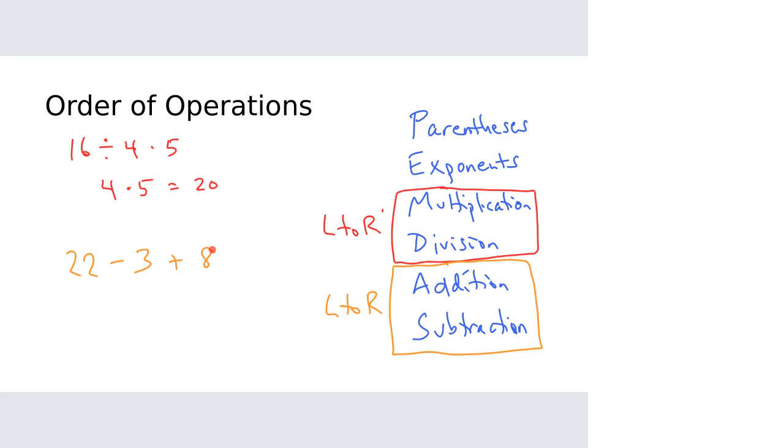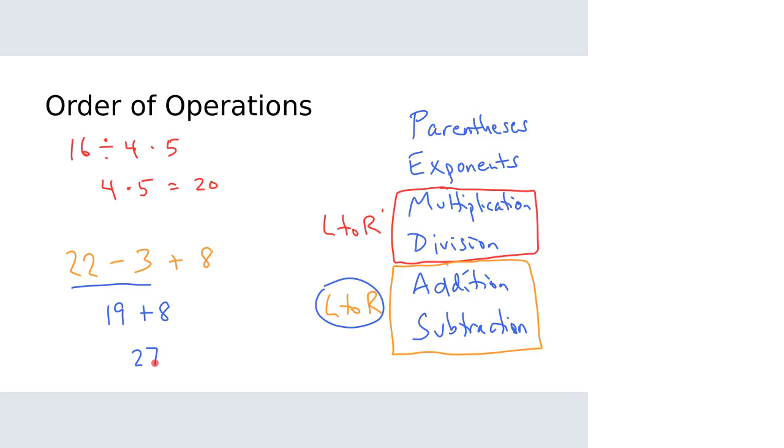Yes, it's please excuse my dear Aunt Sally. You might think addition goes before subtraction, so we do this first, but that's not the case. Those two things are equals in this hierarchy, so we do them left to right. So we're going to do the subtraction first and have 19 plus 8 and end up with 27.